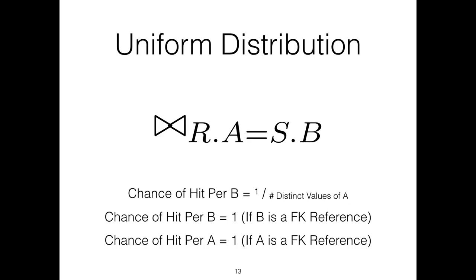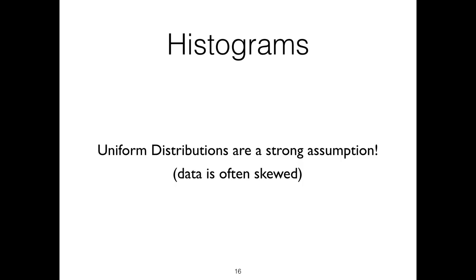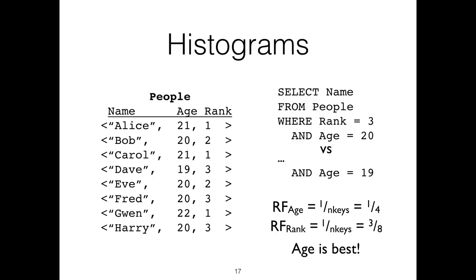All right, so there's only so far that you can go looking purely at uniform distributions. So let's take a look at a slightly more fine-grained statistic that we could gather, a histogram. Uniform distributions are a very, very strong assumption, and I'll give you a nice example of that. Let's say I have a table of people, with their ages and some sort of officer rank as well. And what I would like to do is run a query where I find all of the people with some rank and a specific age.